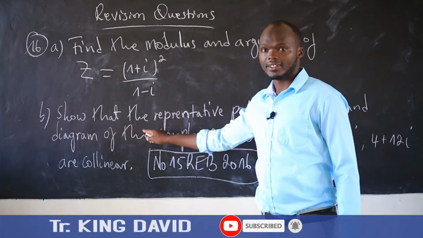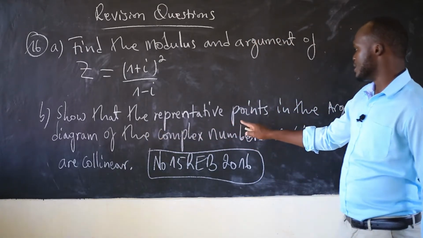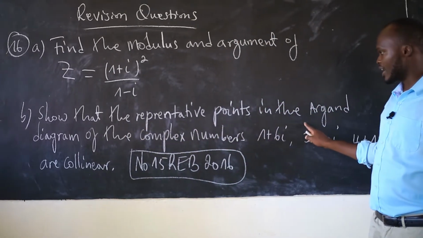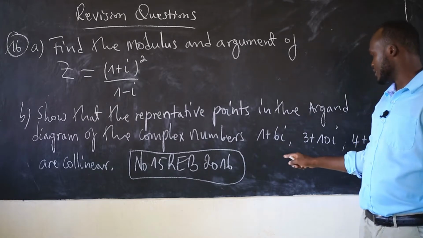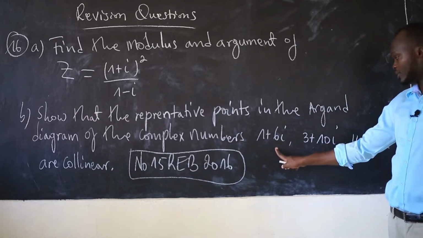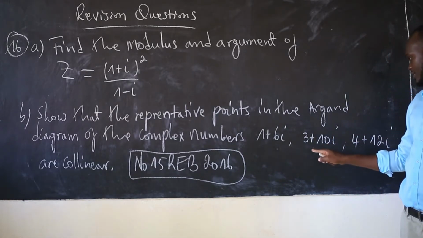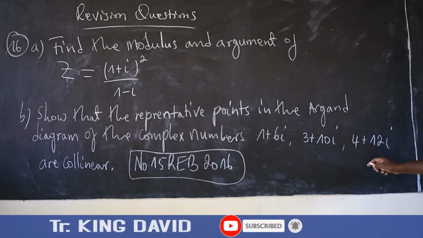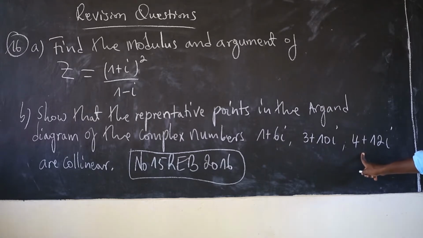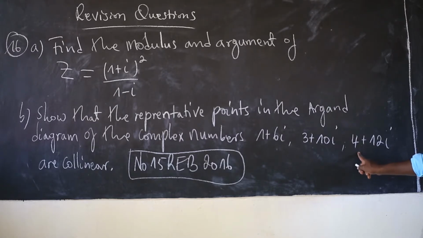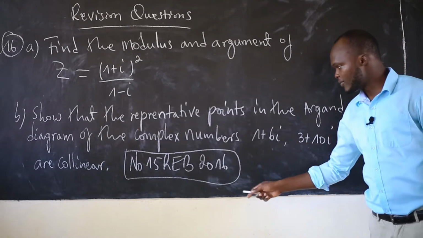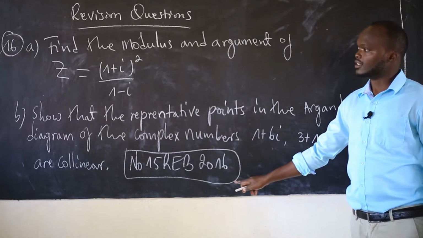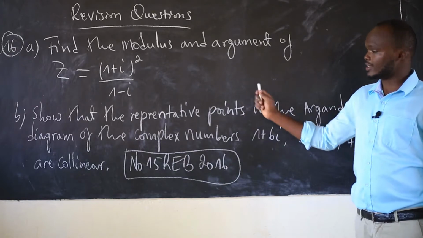The next part says, show that the representative points in the Argand diagram of the complex numbers, the first complex number 1 plus 6i, the second complex number 3 plus 10i, and the third complex number 4 plus 12i, are collinear. We have to show that they are collinear. So this is number 15 Lab 2016. Now for us here, it is number 16.